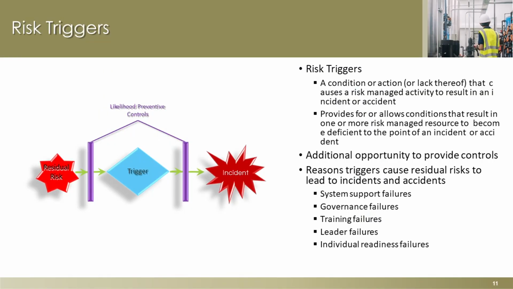Risk on its own does not create accidents. It merely sets the conditions for an accident to occur. For the accident to occur, there must be a trigger that creates a chain of events that cause a residual risk to result in an accident.